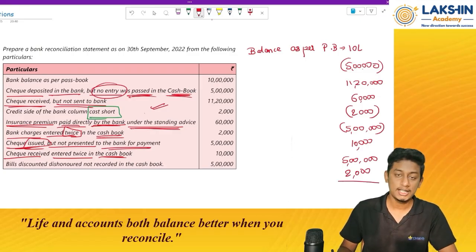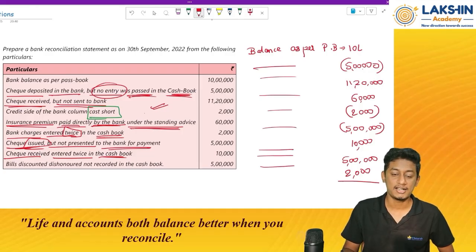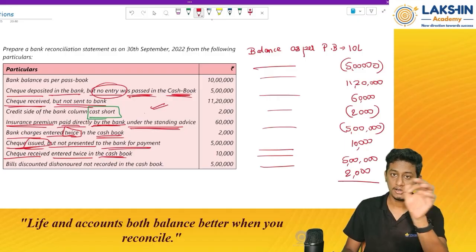And we are done with the bank reconciliation statement. So write all the statements over here. Pick up some lines from the question and write all the statements. I'm skipping that part and I'm just showing you how to add or less the amounts.